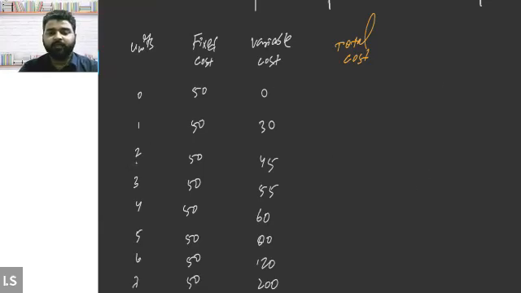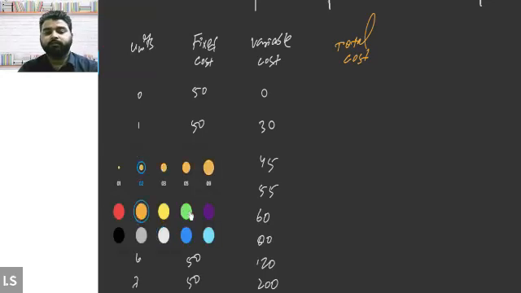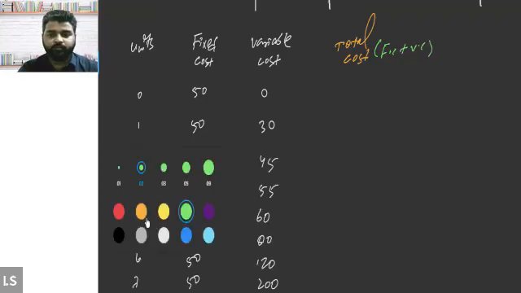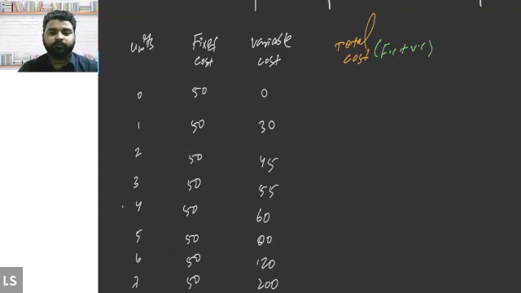Now, by considering the fixed and variable cost, by adding both these values, we can simply calculate the total cost. So total cost will be nothing but the fixed plus the variable cost. So just add these values, fixed and variable cost. Fixed cost is 50, variable cost is 0. So total cost will be 50, 80, then 95, 105, 110, then 130, then 170, and 250, right?